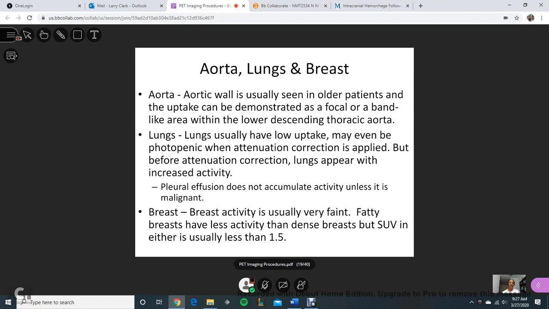With the breast, activity is usually very faint. Fatty breasts have less activity than dense breasts, but the SUV value in either is usually less than 1.5. And what's the SUV value that will tell you that it's malignant? We covered that yesterday. Greater than 3? You are going to need to know that.